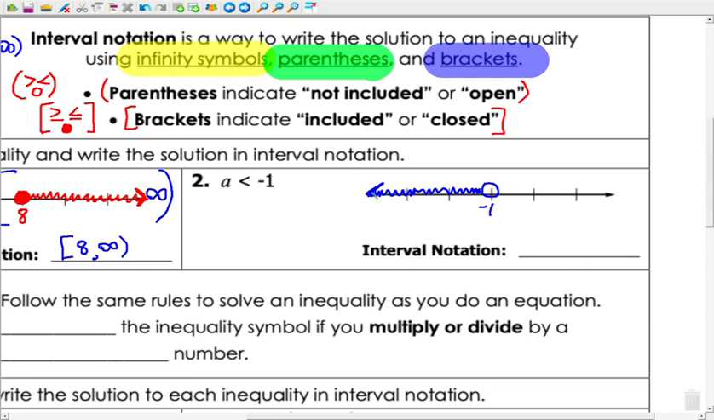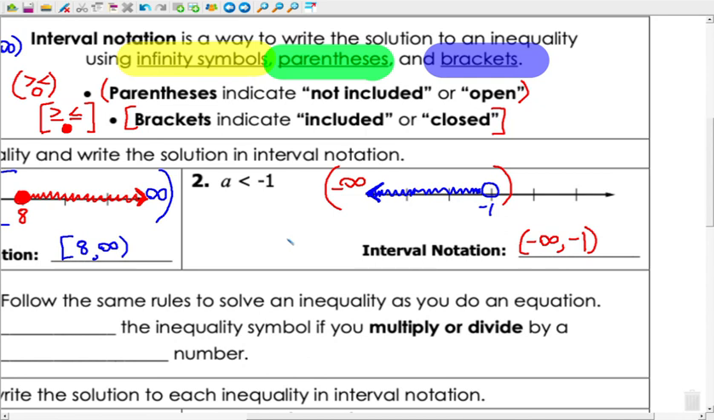So for my interval notation, it has to match my graph. I notice that on the left side of my graph, I am going forever into negative infinity. So that means I'm going to have a negative infinity with a parenthesis. On this side of my graph, it's an open circle that also has a parenthesis. So I'm going to write my interval notation in proper order from negative infinity to negative 1. Both sides will have parentheses.